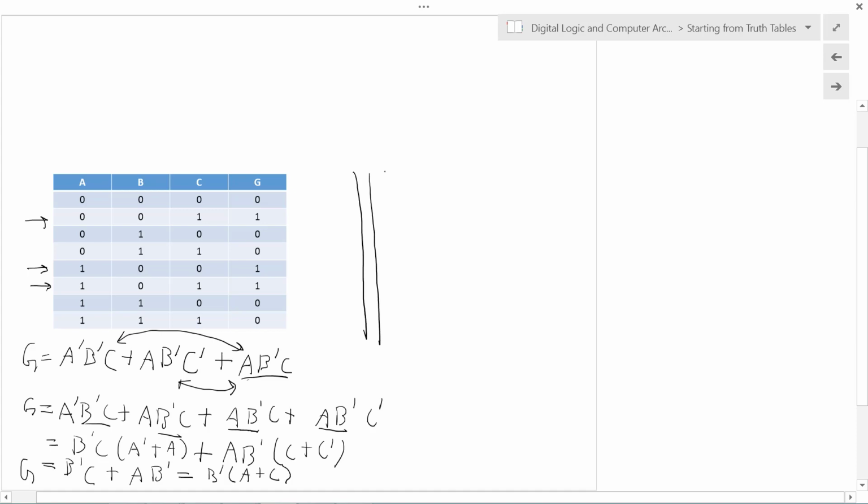A, B, and C. And now we need to invert the B to get B prime. Now we need to take the OR operation of A and C, so A or C, and then we combine that with B prime through an AND gate. This gives us our output G.